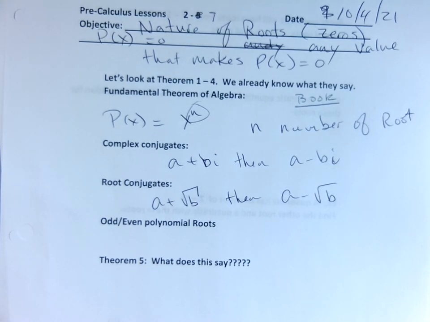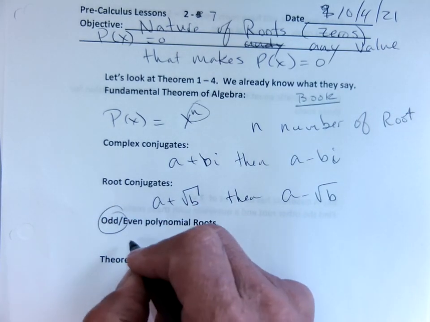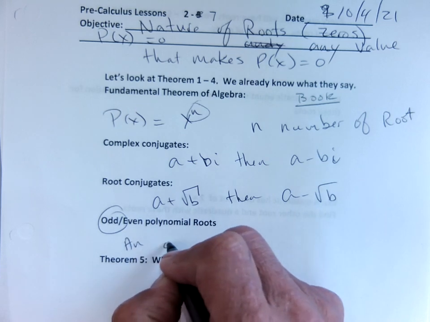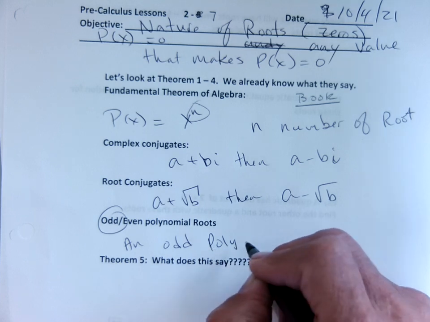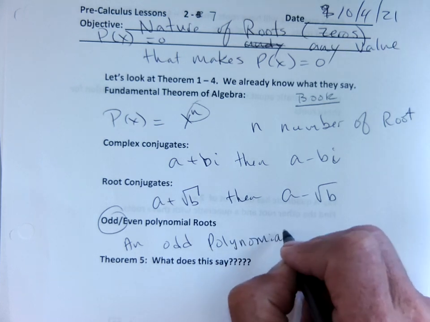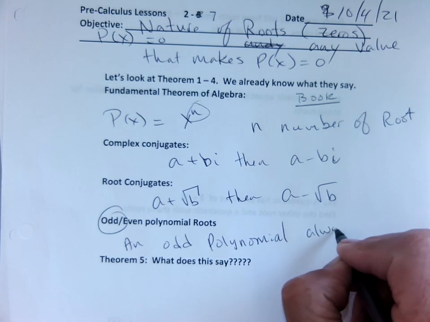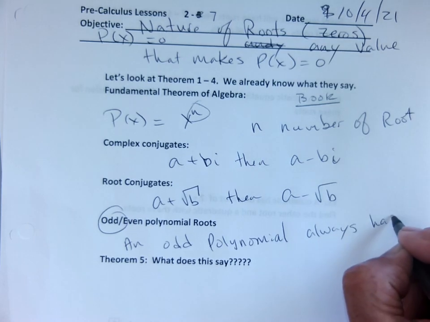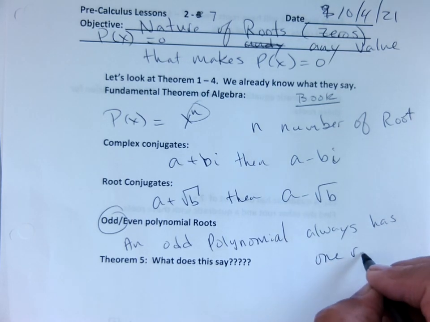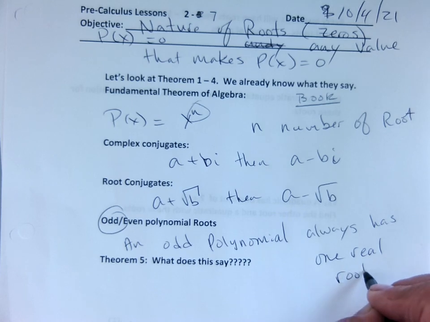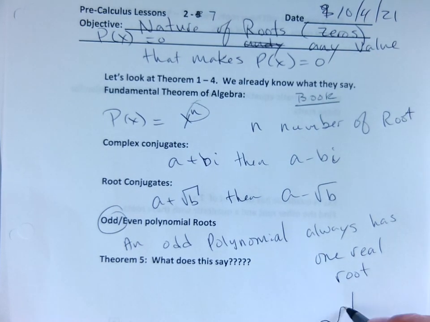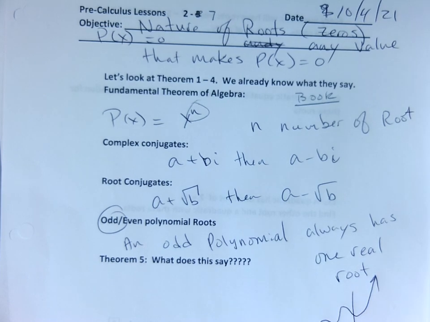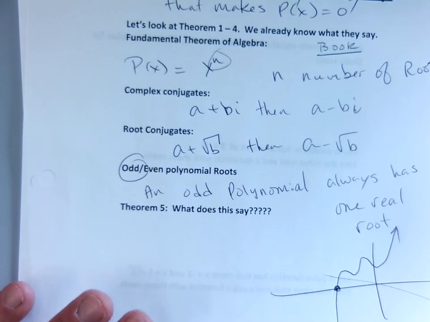And then odd, even roots, we know an odd polynomial always has one real root. No matter how you draw it, it's always going to have 1, okay?